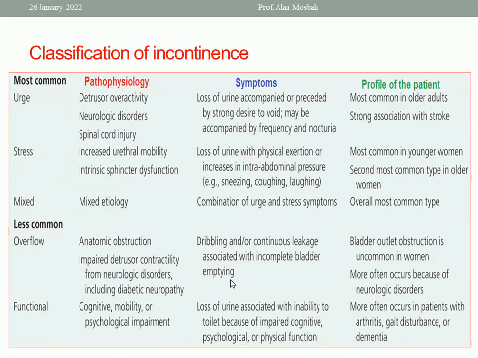What are the symptoms? Loss of urine accompanied by or preceded by a strong desire to void. May be accompanied by frequency and nocturia. Frequency of micturition all over the day, or nocturia means the patient wakes up at night more than once to micturate. This is the meaning of nocturia. So these are the symptoms of urge incontinence, and this is the pathophysiology.